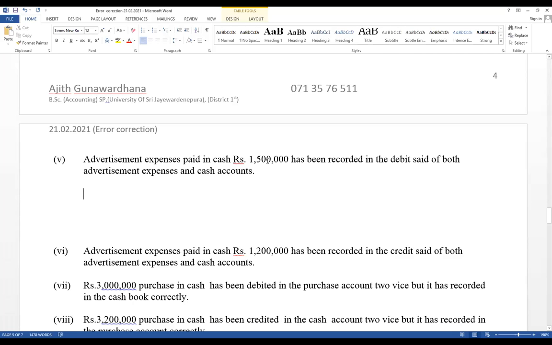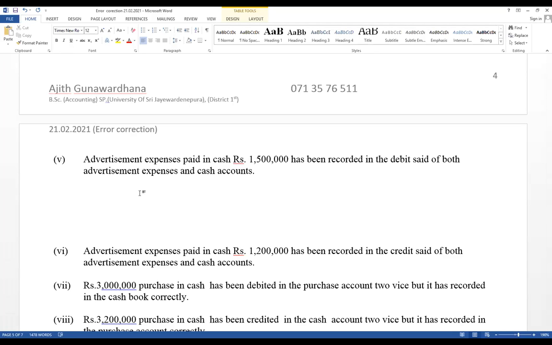Advertisement expense account debit, it is correct. Cash account should be credit, but cash account was also debited. Therefore, cash account should be credited twice now. Both ledger accounts debited. Advertisement expense account debit, cash account credit is the correct entry. Advertisement expense account debit is correct, but cash account was also debited. It is not correct. Think what double entry was recorded on the same side of both ledger accounts.